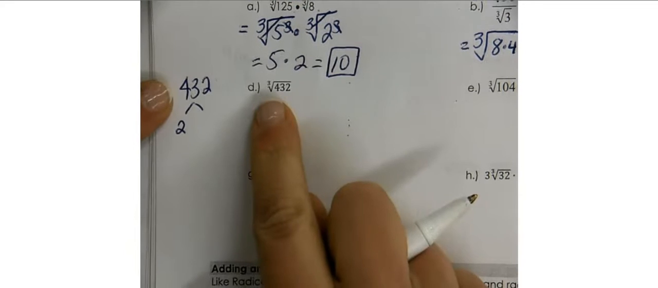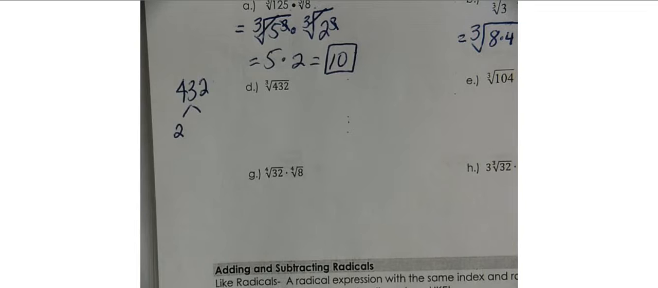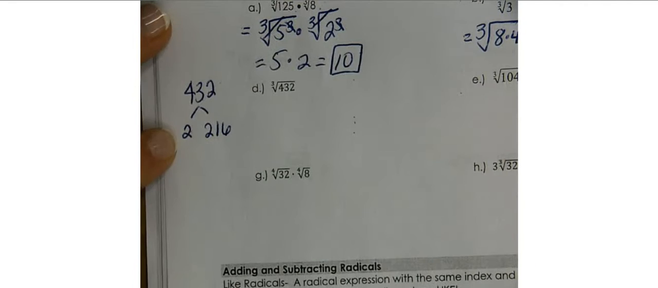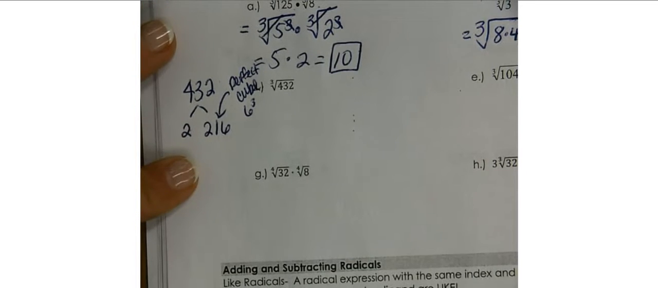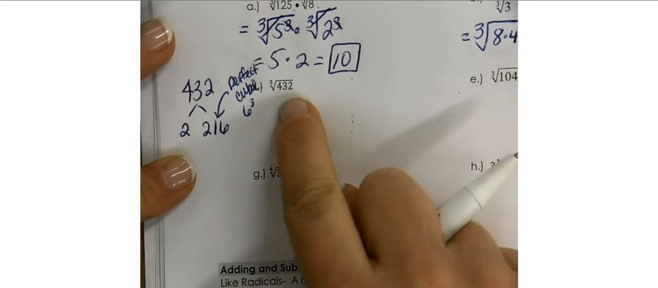And since we're taking a cube root, my goal is to identify a perfect cube number. Thinking about all the perfect cube numbers that we know of, from 1 to 10, my goal is to try to find one of those. So 432 divided by 2 is 216. 216 is a perfect cube. This is equivalent to 6 cubed. 6 cubed is equal to 216. So that's awesome. I have identified a perfect cube number that can go into 432.